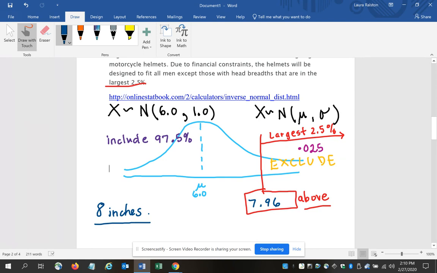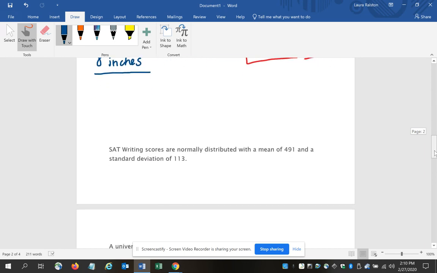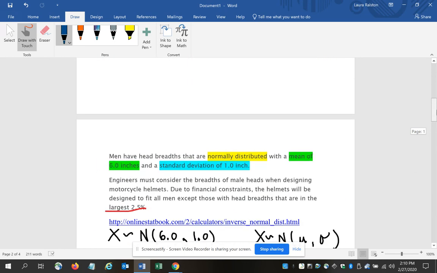And a helmet that has a head breadth of 8 inches would fit 97.5% of all men. Okay. Now, let's look at the next question. I think it's a similar question, but they're talking about the smallest.